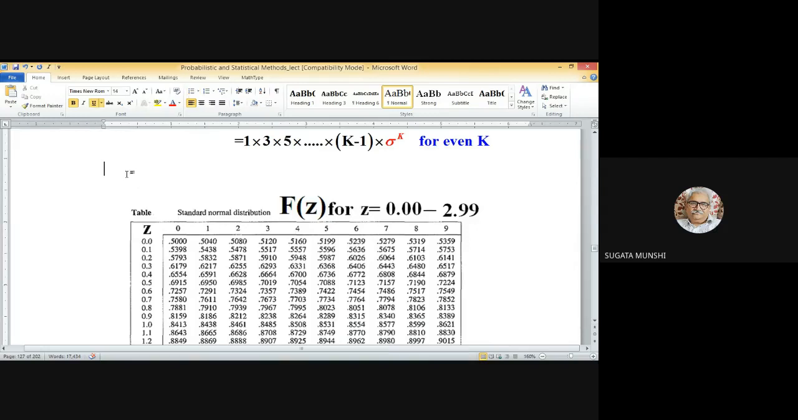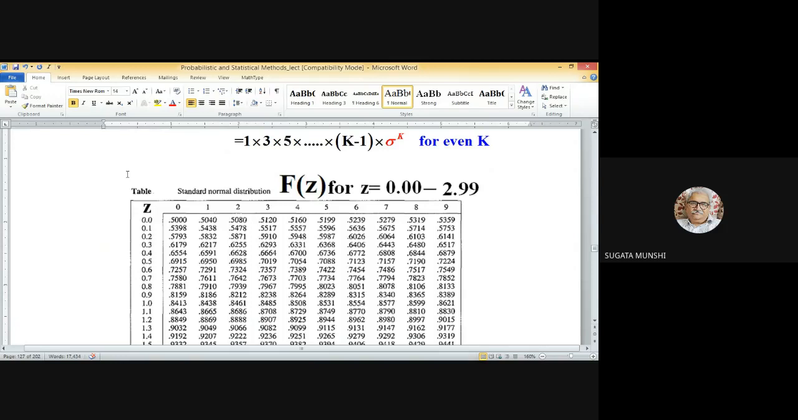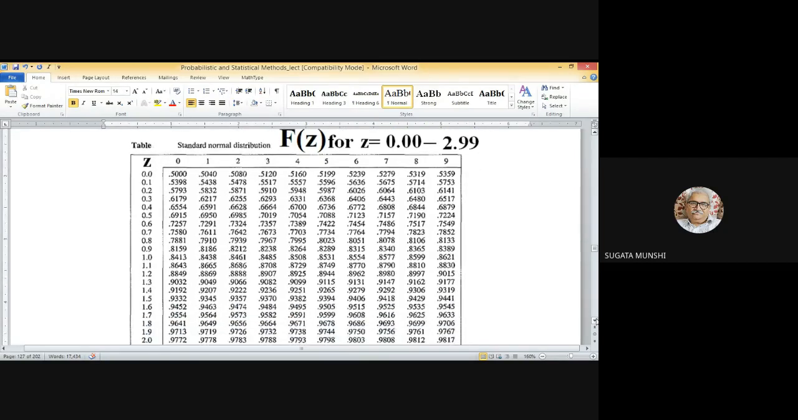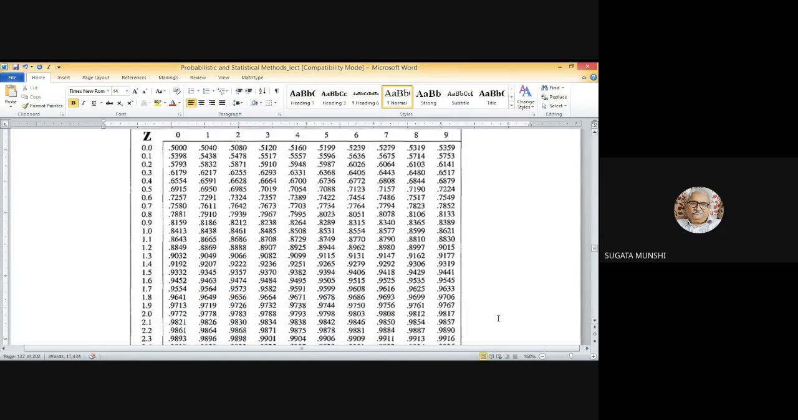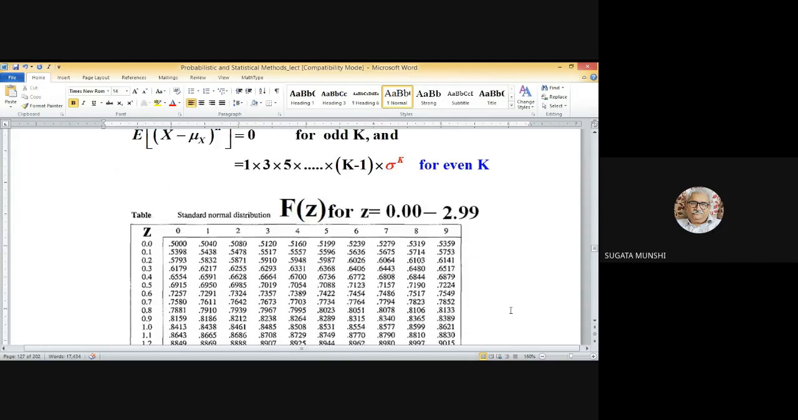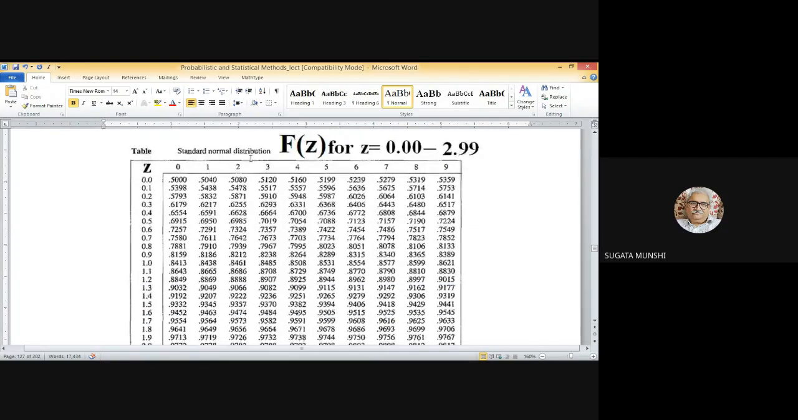So z starts from 0 and extends up to 2.99. So this is a table for capital F z. This is small z. Capital F z means the probability of capital Z less than or equal to small z. Just see here, this is the value for z equal to 0. You know it will be 0.5. So this is the value.